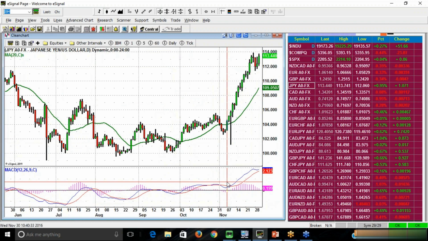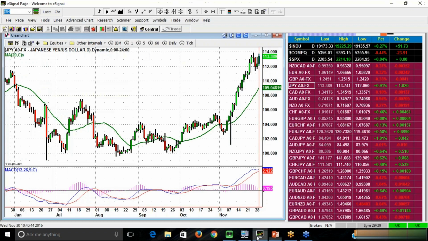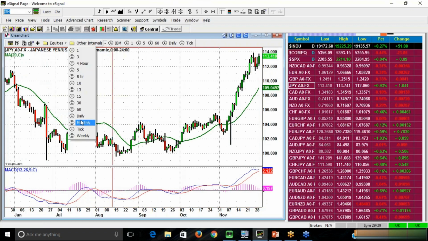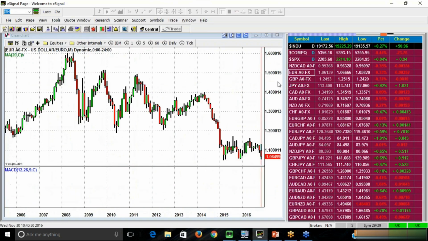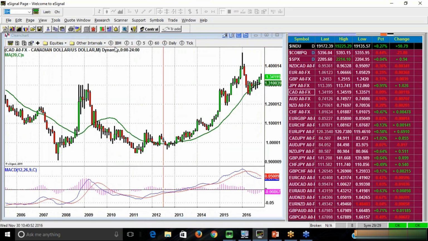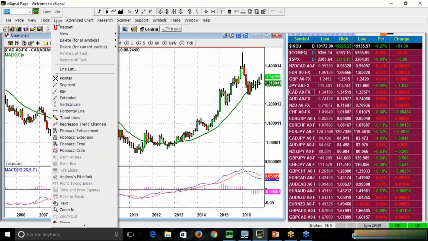We already went over the Bollinger Bands. If you look back at our slides, we said we were going to look at how moving averages, relative strength index, stochastics, MACD, and Bollinger Bands work. Fib retracements are good to use to measure where a currency pair or an instrument can stop. Let's look at something that's not at multi-month highs or lows, and I'll just drop on some lines here.